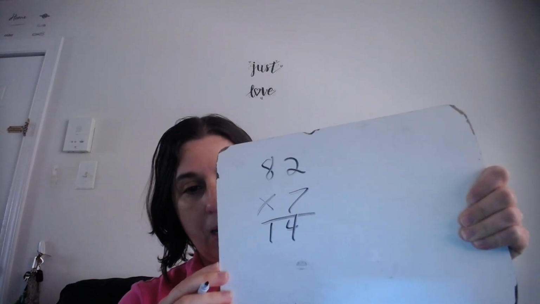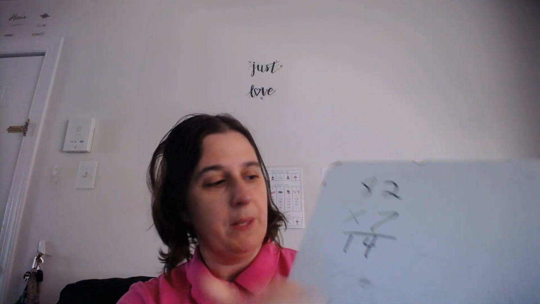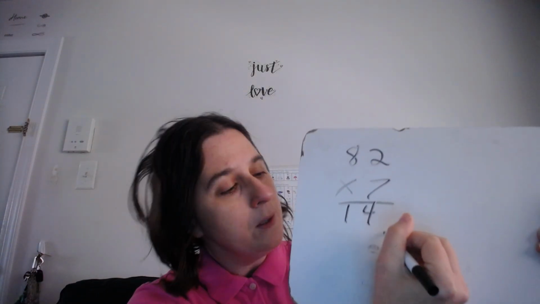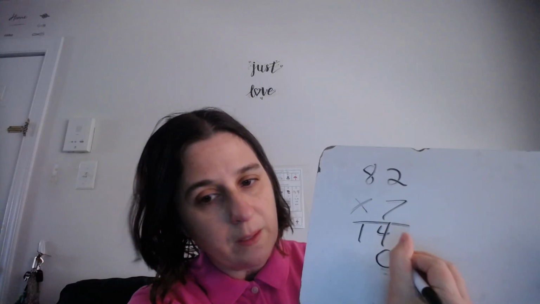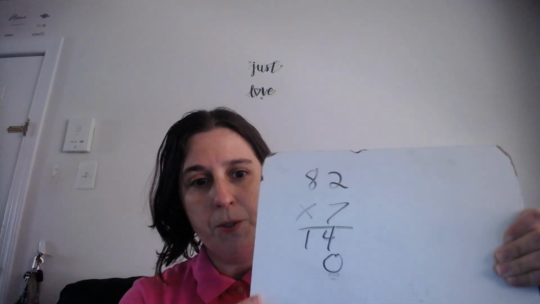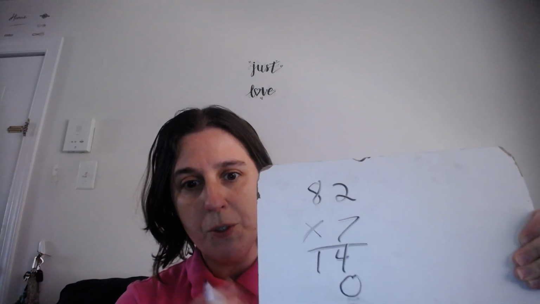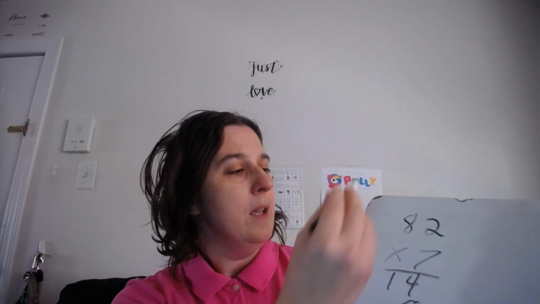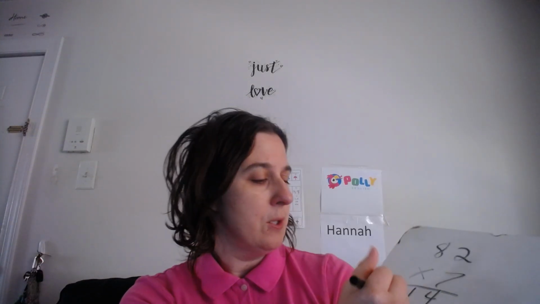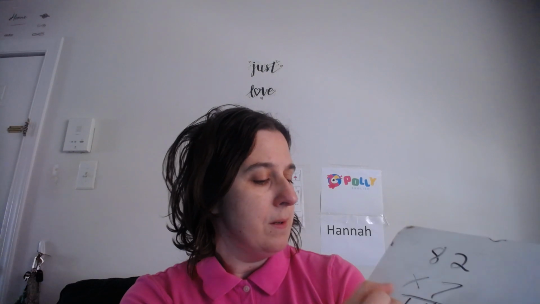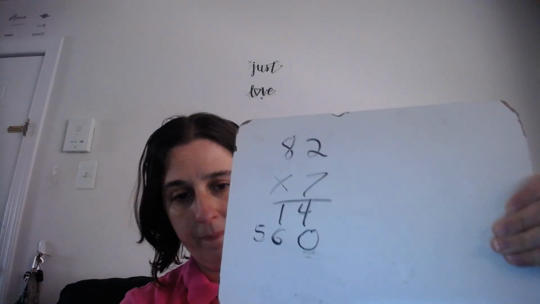That gets me 14. Now I move over to my tens place. I put my 0 first because I'm multiplying by a multiple of 10. Do your 0 first. Okay? 8 times 7 is 56. Put a 5 here and a 6 here.